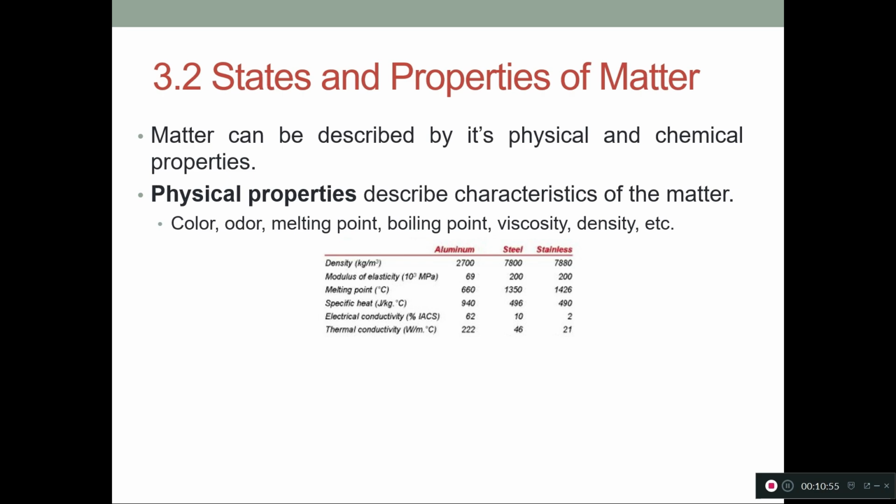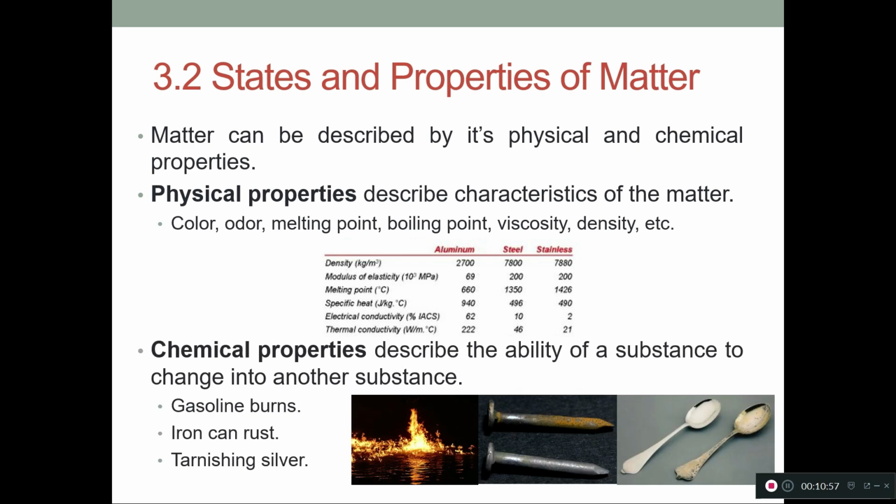the viscosity, the density, things like that, where a chemical property describes the ability of a substance to change into another substance. So, for instance, gasoline can burn. So gasoline is made out of hydrocarbons. It can burn and become water and carbon dioxide. Iron can rust, so that means we can have pure iron become iron oxide, and we can have silver tarnishing. So those are chemical properties, that these things are able to do that.